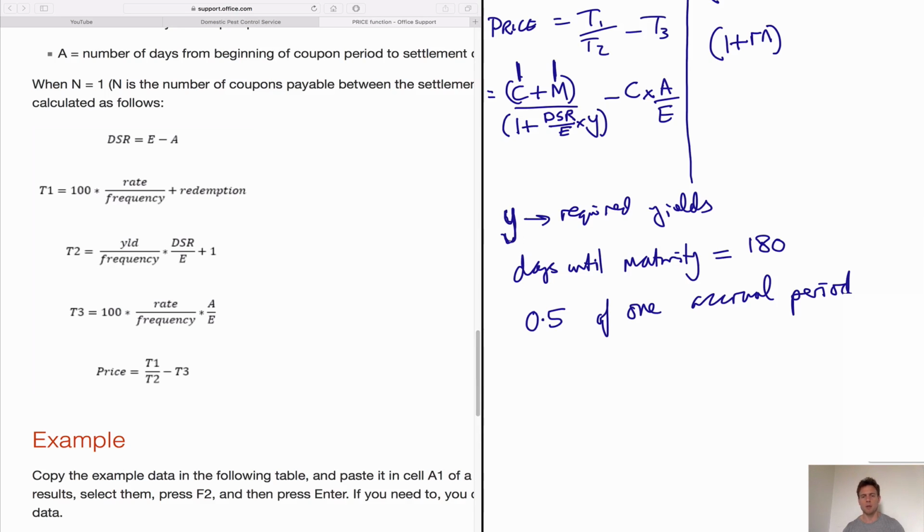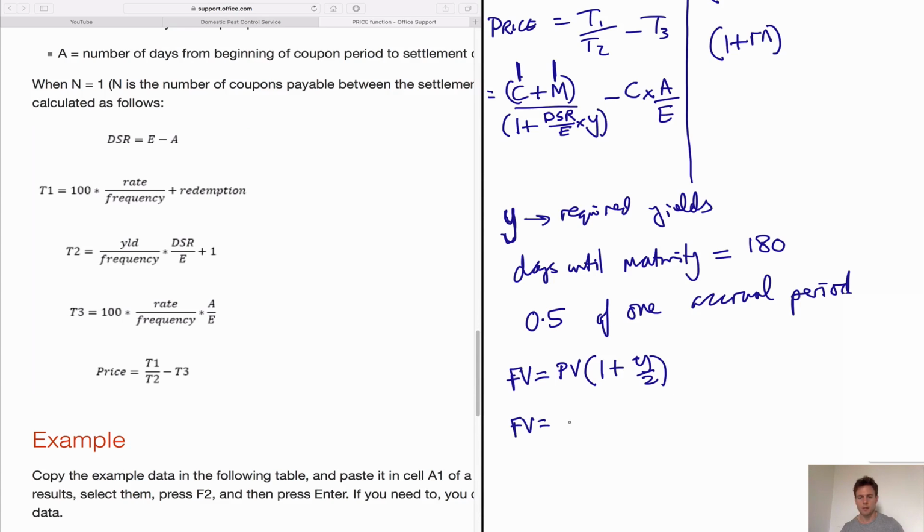Now, I only get my interest at the end of the year. So in actual fact, my future value would be the present value that I invest multiplied by 1 plus Y over 2, because I've actually only accrued half the interest for 1 period.